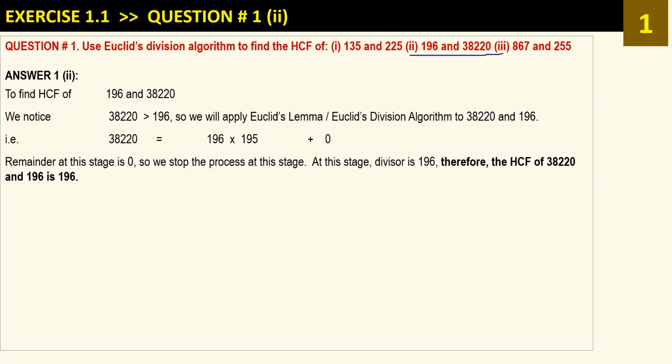Let's get to the part number 2, where we shall find the HCF of 196 and 38,220. So to find the HCF, we notice that 38,220 is a bigger number, so we keep it on the left hand side here, and the smaller number 196 is placed on the right hand side in the divisor position, and we see the equation 196 multiplied by 195 plus 0 is equal to 38,220.